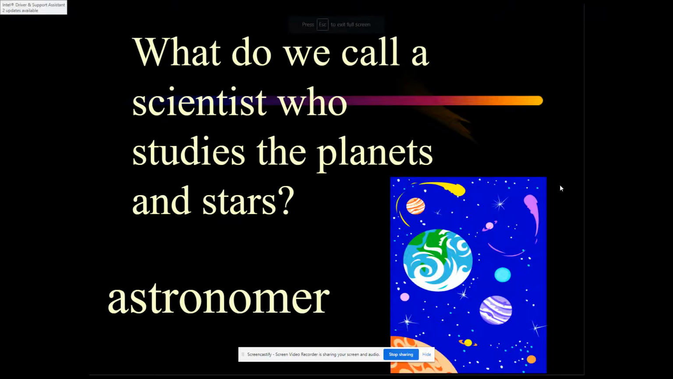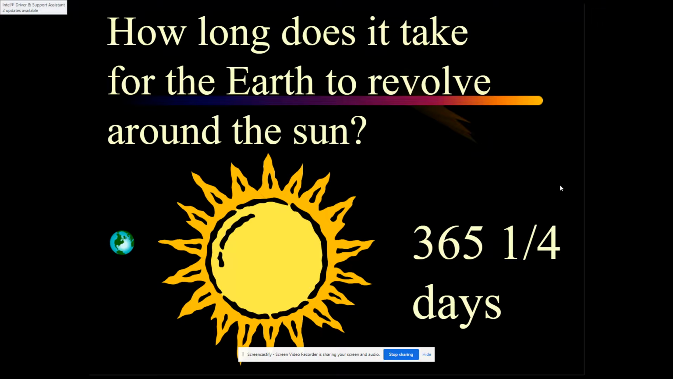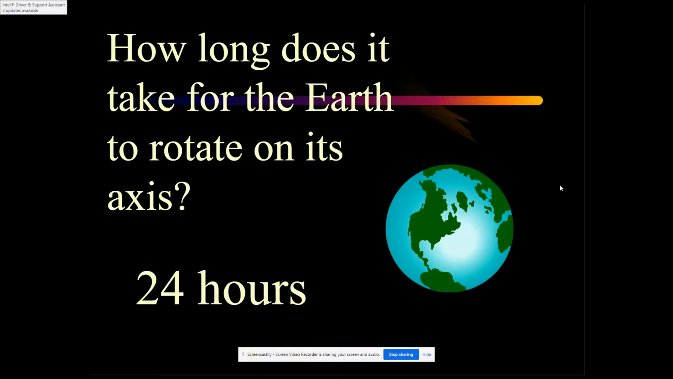What do we call a scientist who studies the planets and stars? That is an astronomer. How long does it take for the Earth to revolve around the sun? 365 and a quarter days, but we usually just say 365 days. We have leap year every 4 years, and that happens in February, where we have the extra day. It takes 24 hours for the Earth to rotate on its axis.